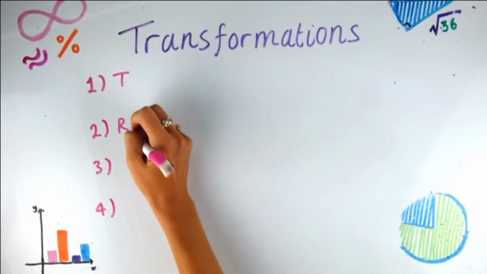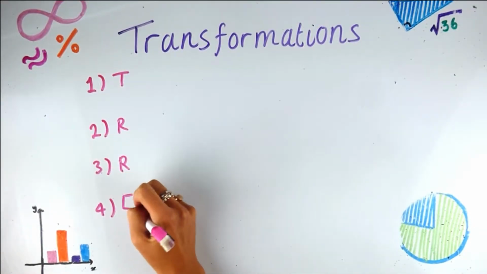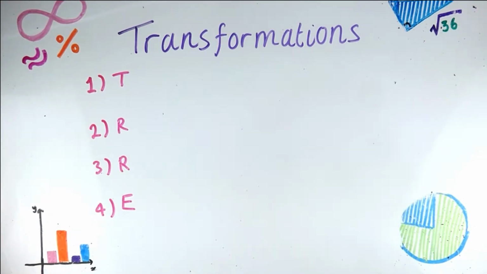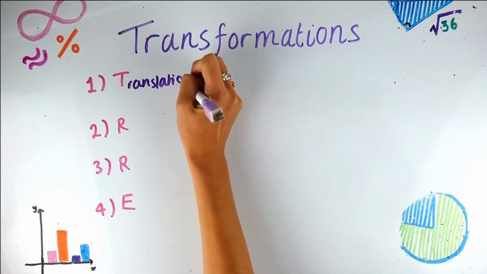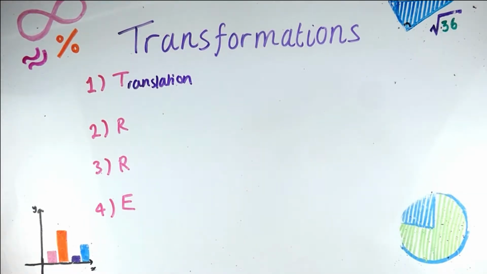There are 4: 1, 2, 3, 4. And I remember them as "trues", spelt incorrectly. There's no other word I can make those into. If you think of one, write it down below. So the T in transformations stands for translation. Okay, so let's go over what a translation is.